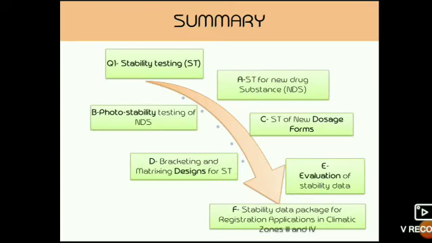Next is the summary, where the quality guidelines or Q1 guidelines are there. In Q1A, that is stability testing for new drug substance. B for the photostability. C for the dosage form, means the stability of new dosage form. D for the design, that is matrixing or bracketing design for stability testing. E for the evaluation of stability data. F for the stability data package for the registration application in climatic zone 3 and 4.